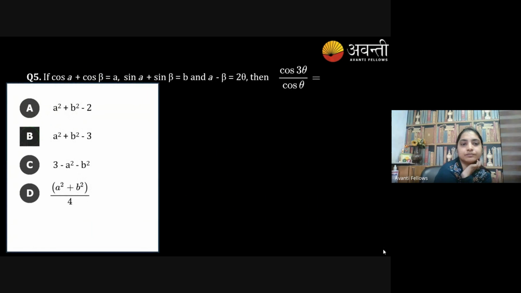Next question. Ready to attempt? So it is actually cos alpha minus cos beta, sin alpha plus sin beta, and alpha minus beta is 2 theta. Take a maximum of 2 minutes to solve this question. If not able to solve or having any query or confusion, then let me know. Screen is visible now.